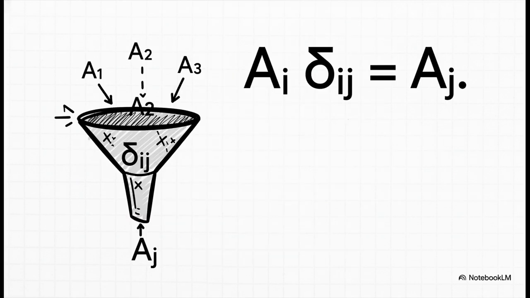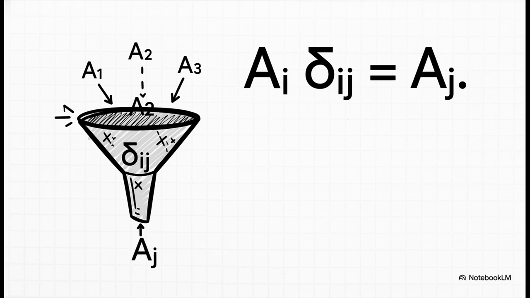So what do we do with it? Well, check out this expression, a_i delta ij. The index i is a dummy index, right? It's repeated, so we have to sum over it. If we write that out, it's a1 delta 1j plus a2 delta 2j plus a3 delta 3j. Now think about it. Whatever value we pick for j, let's say we pick j equals 2.